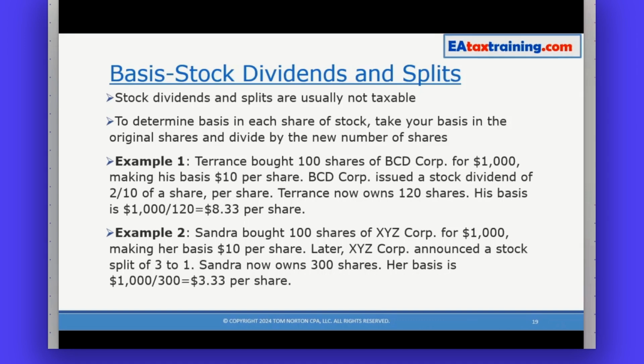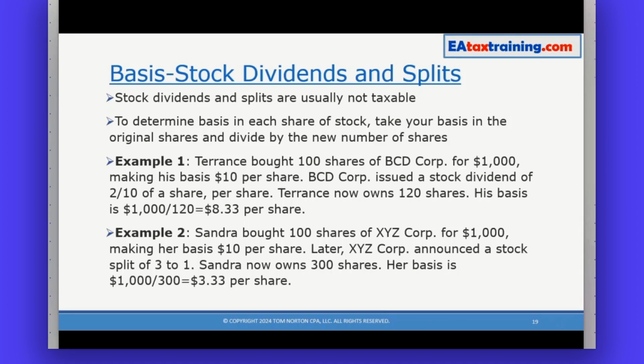So in this case, BCD Corp, instead of issuing a cash dividend, they said for every 10 shares of stock that you own, we're going to give you 2 new shares. It's a stock dividend. So all you do is you take the $1,000 that Terrence originally paid for his stock, you divide it by the number of shares that he now owns, and that's where you get your $8.33 per share.